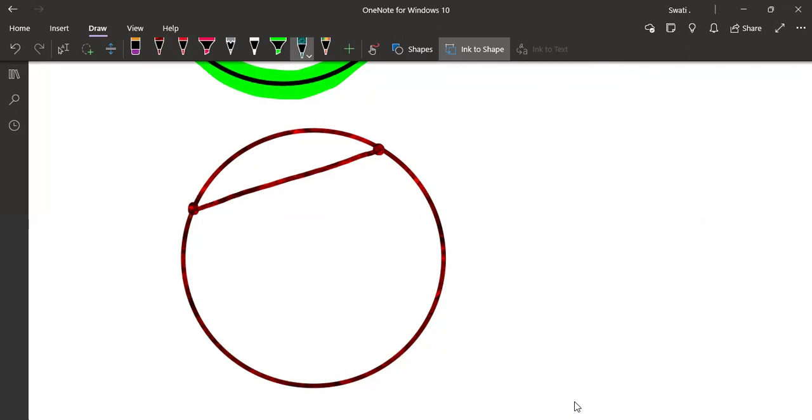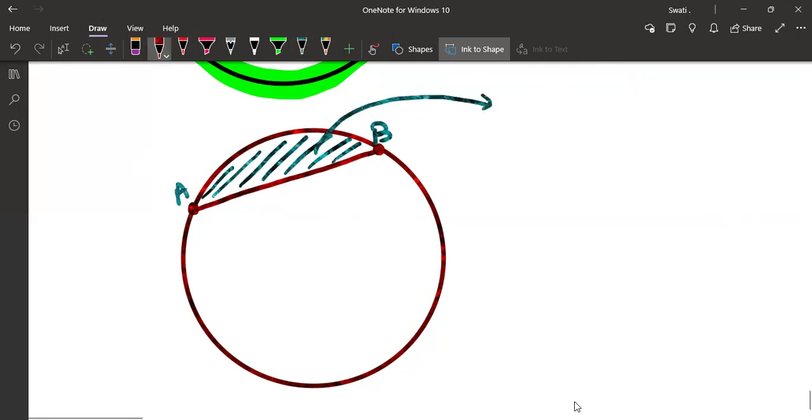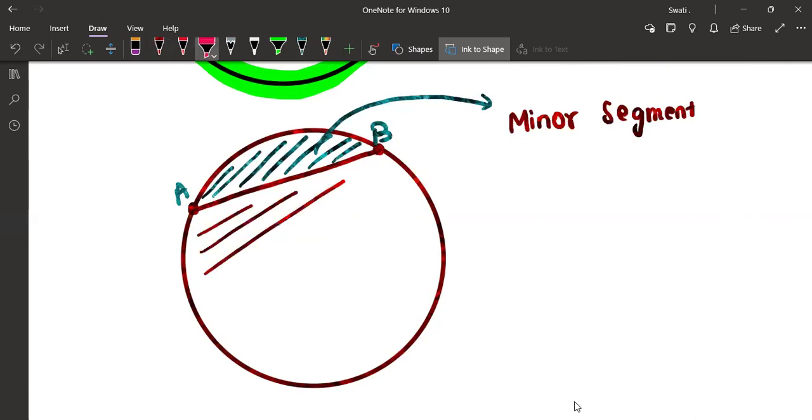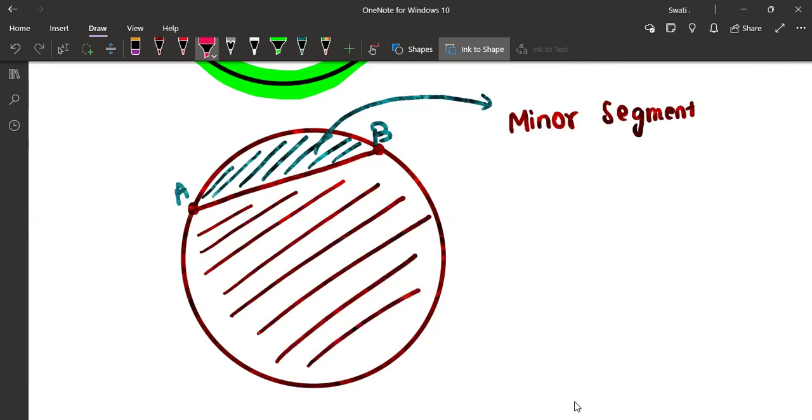Now you can see that there are two spaces because of this chord. The smaller space, which is the area between the chord and a minor arc, because of course this is a minor arc. AB is a minor arc and the other part will be the major arc. So this part will be called, what is it called? Minor segment. Very good. And there is another space also, which you can see. What is this called? Major segment. I think it's very clear.